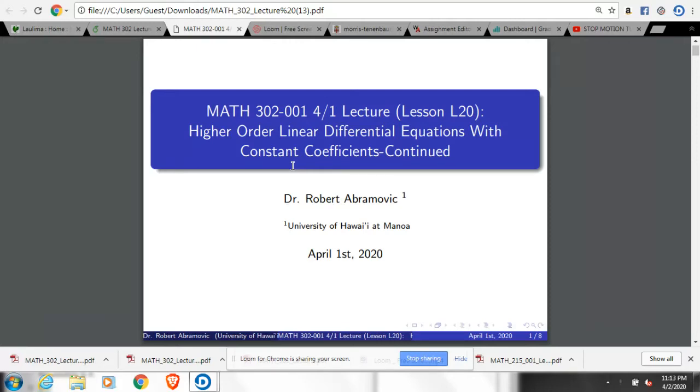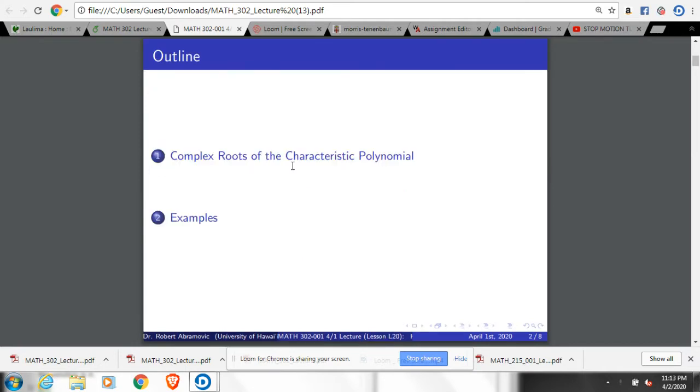Lecture continuing lesson L20 on higher order linear differential equations with constant coefficients. In particular, what we're going to discuss is complex roots of the characteristic polynomial. That's where they're not purely imaginary but complex. We'll go over a few examples.